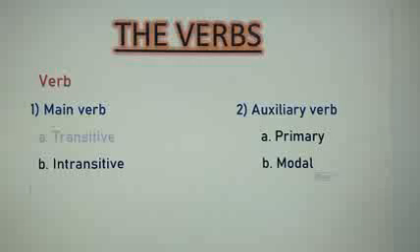Dear students, in my previous lecture, I explained the transitive verbs, and now I am going to explain the intransitive verbs. Let's see. Children, you can see over here that the verb is divided into two groups, main verbs and auxiliary verbs. The main verb is divided into two parts, transitive and intransitive. I have already explained the transitive, and now I am going to explain the intransitive.